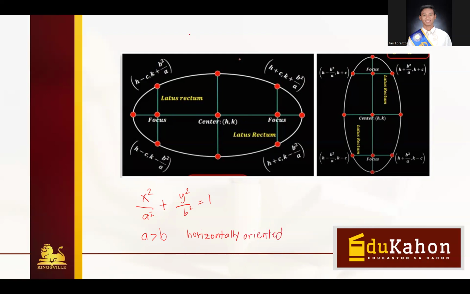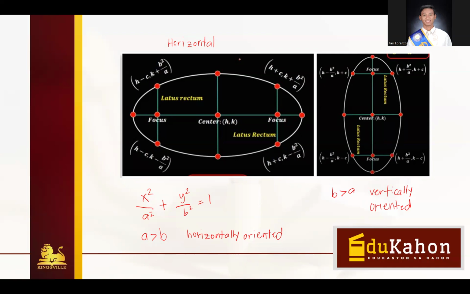So this is the horizontally oriented. And we also have here, if b is greater than a, then this is vertically oriented. So the figure above shows the orientation of your graph of an ellipse. If b again is greater than a, then this is vertically oriented.